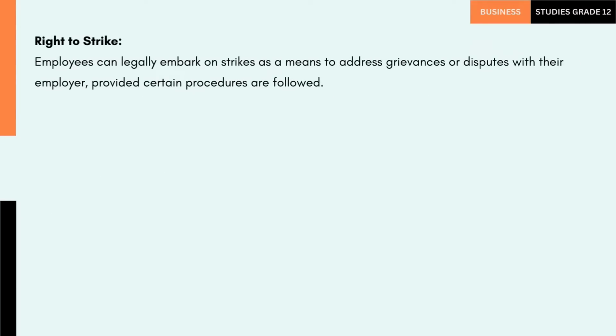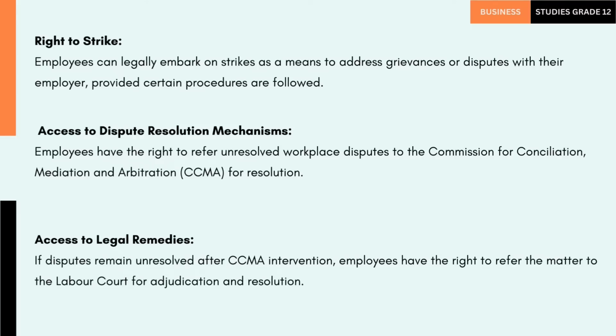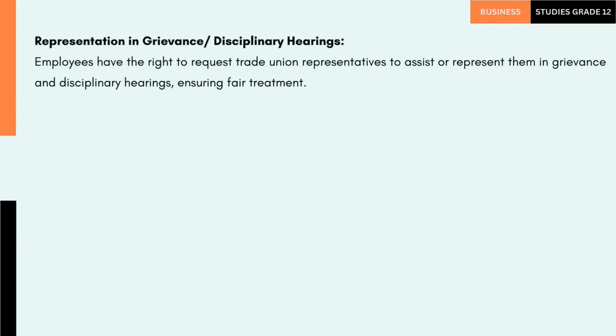Employees can legally embark on strikes as a means to address grievances or disputes with their employer, provided certain procedures are followed. 3. Access to dispute resolution mechanisms. Employees have the right to refer unresolved workplace disputes to the Commission for Conciliation, Mediation, and Arbitration, CCMA, for resolution. 4. Access to legal remedies. If disputes remain unresolved after CCMA intervention, employees have the right to refer the matter to the Labour Court for adjudication and resolution. 5. Representation in grievance or disciplinary hearings.